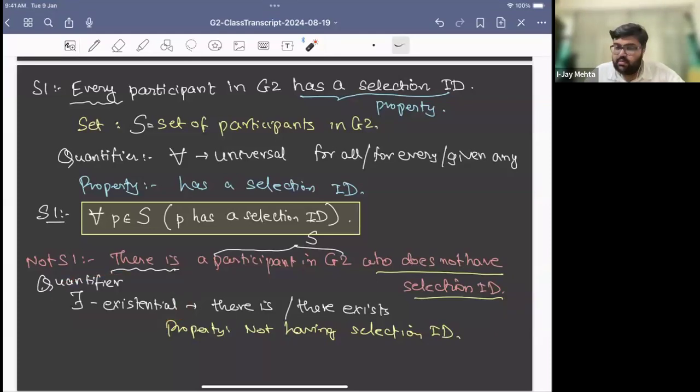And then the third thing is a property. What is a property? The property is having a selection ID in this one, right? So we wrote the statement in terms of quantifiers: every participant, so for all, and every participant. Room number 7, Ganesh.